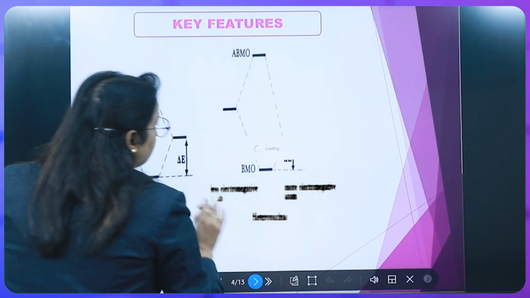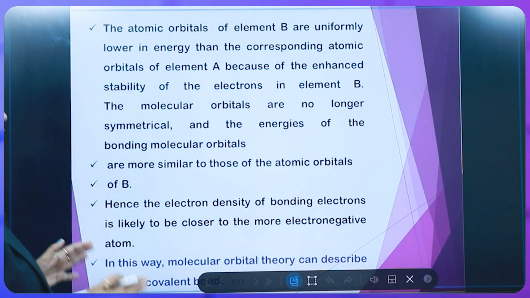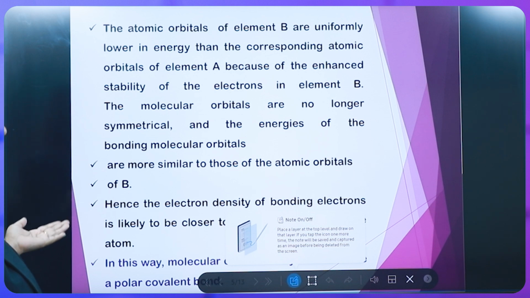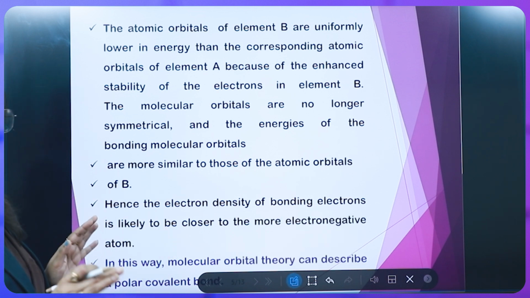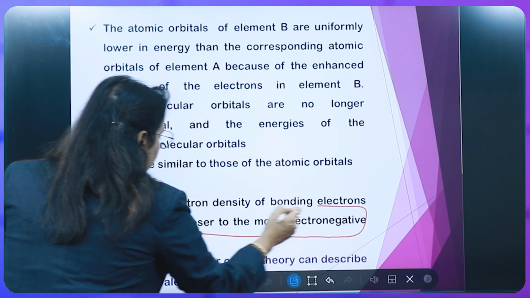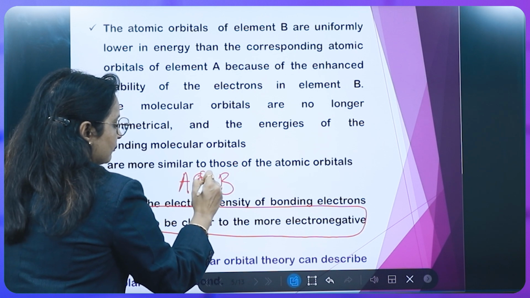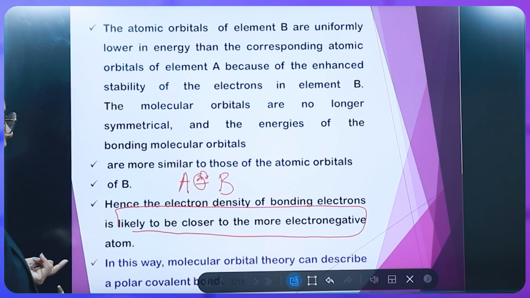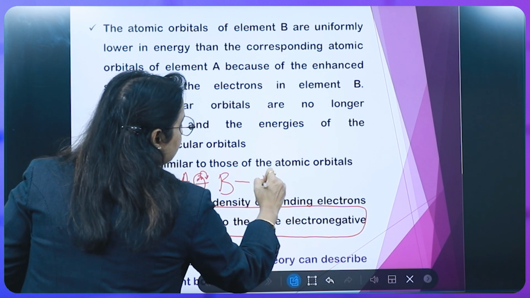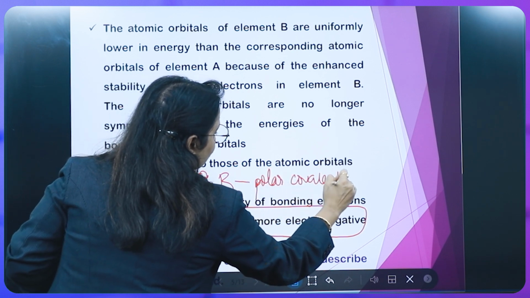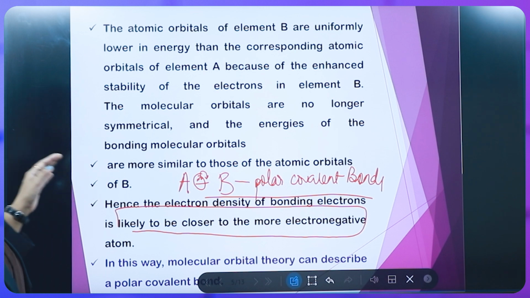Now, moving on to the important features: the atomic orbitals of element B, you can see, are uniformly lower in energy than the corresponding orbitals of A, as you have seen in the diagram. Basically, the electron density of the bonding electrons is likely to be closer to the more electronegative atom. As I have told you, B being more electronegative, the bonding electron pair shifts more towards the more electronegative substituent. Hence, molecular orbital theory can easily explain the presence of polar covalent bonds. We have clearly indicated that with the help of the MO diagram.